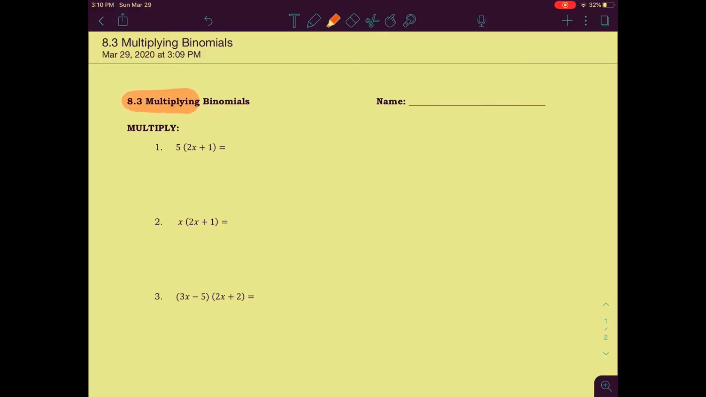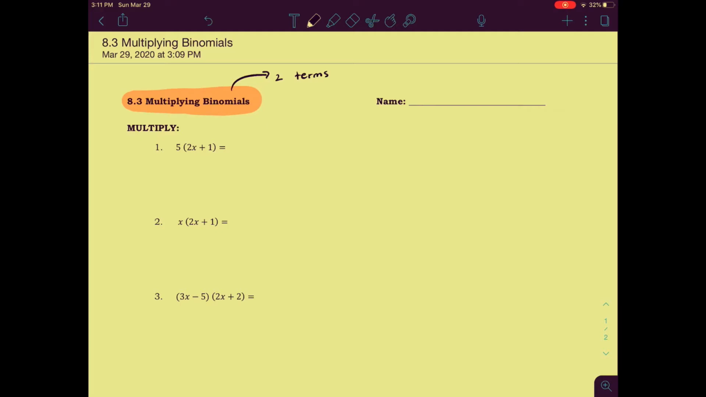Hello, Algebra 1. Today we're going to be looking at multiplying binomials. If you remember what a binomial was, it's a polynomial with exactly two terms. And so we're going to be learning two different ways of how to multiply binomials. We're going to first start off with some warm-up questions.